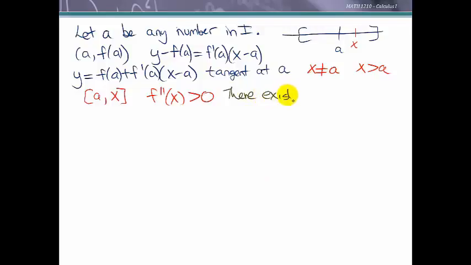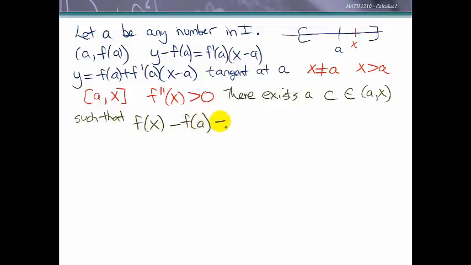So there exists a c, which is an element of our open interval from a to x, such that f of x minus f of a equals the derivative at c times x minus a. So that's just our conclusion of our mean value theorem. We're going to use that in just a minute, but first let's think about what it means to have the second derivative greater than 0.